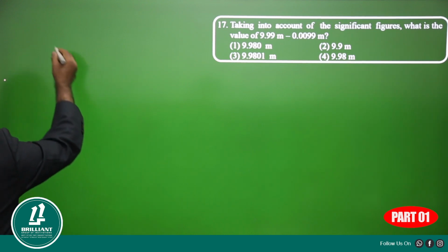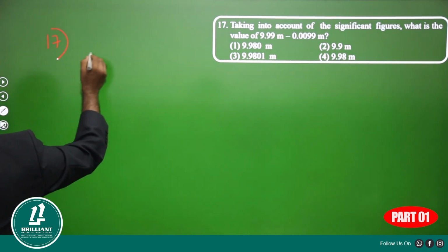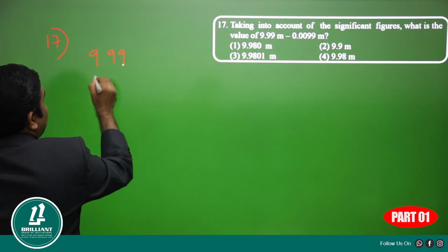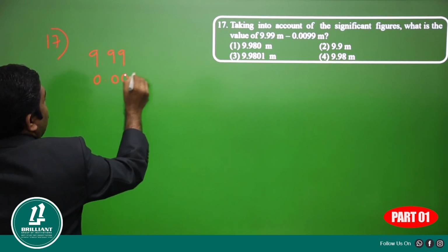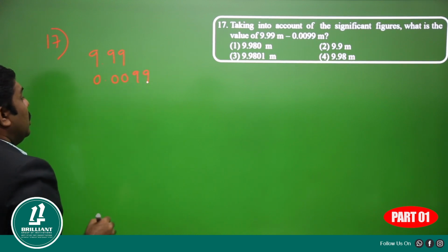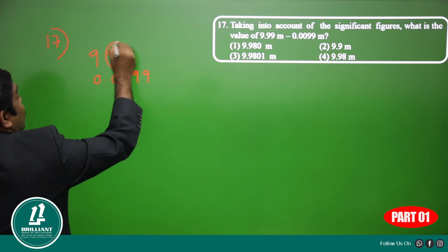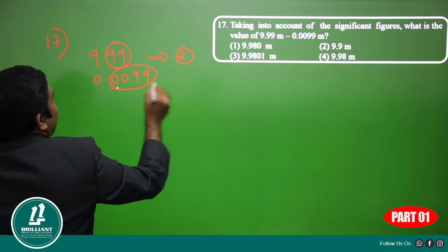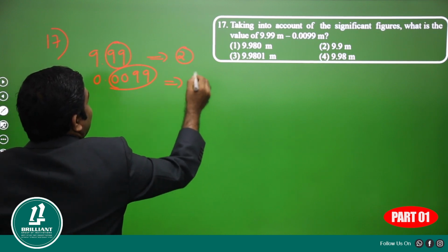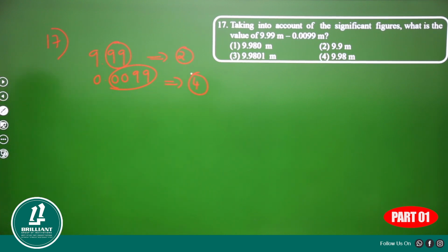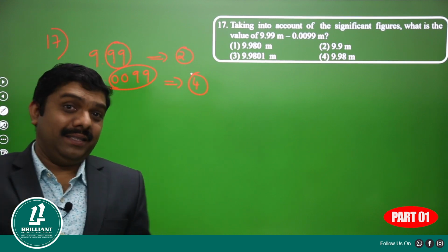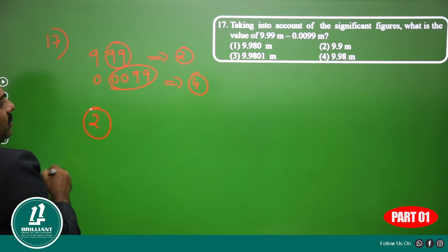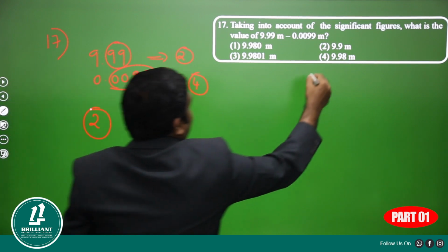So what's the question here? 9.99 and the other one 0.0099. Look here, how many decimal digits? 2 decimal digits. Here how many decimal digits? 4 decimal digits. So therefore the answer should have the minimum number of decimal digits. So the answer will have 2 decimal digits only.